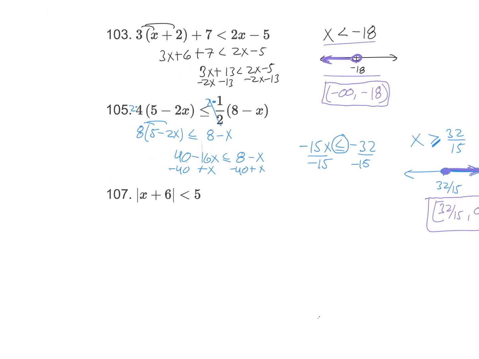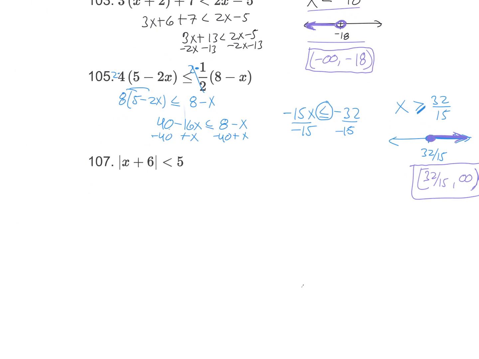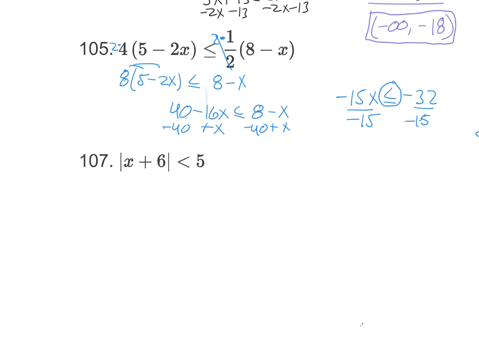Now with an absolute value inequality, we can try something similar to how we did quadratic inequalities. When solving absolute value equations, we would split it up into two different equations or inequalities, and then we can pick a test point like we did with quadratics. So I'm going to have this turn into x plus 6 equals 5, and then x plus 6 equals negative 5.